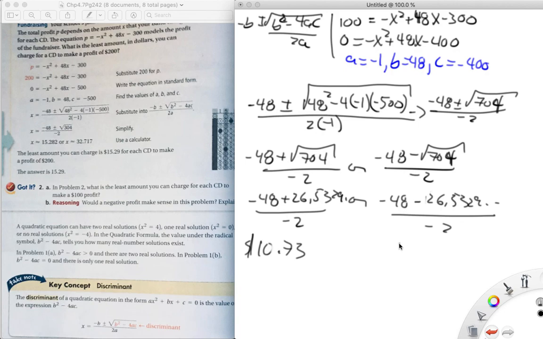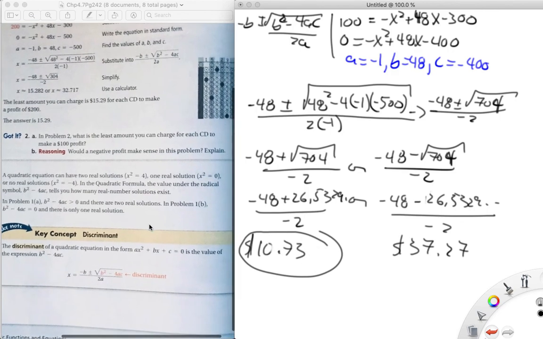So this would be $37.27. So the least that I can charge to make a profit of $100 is going to be $10.73 per. So that would be my answer.